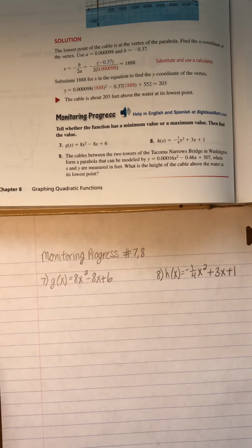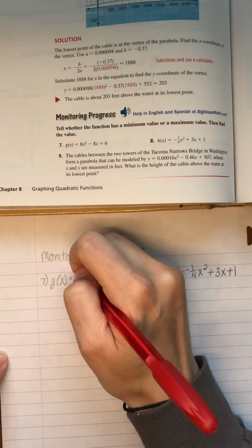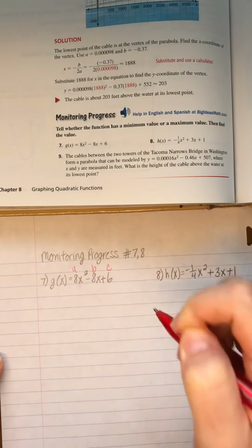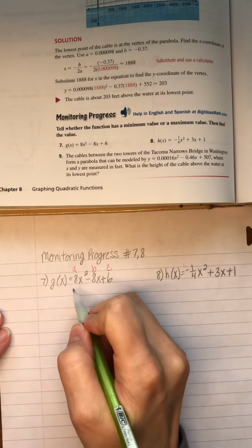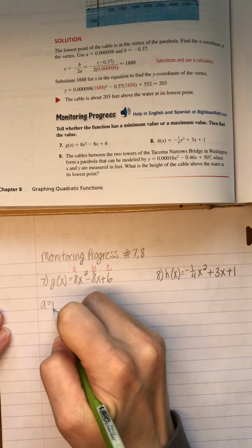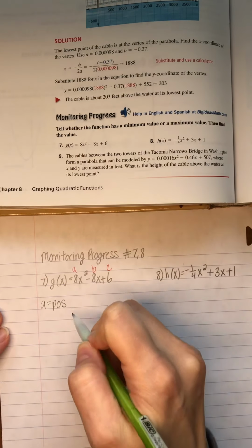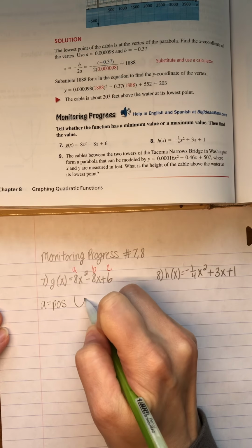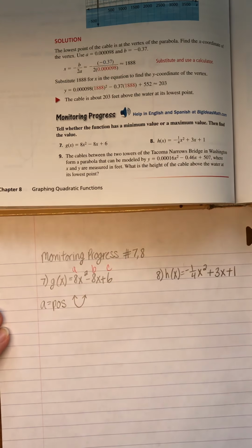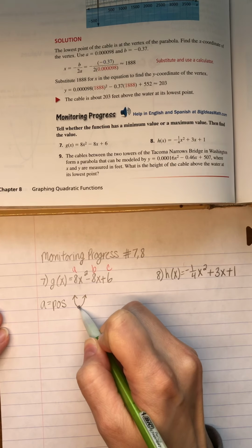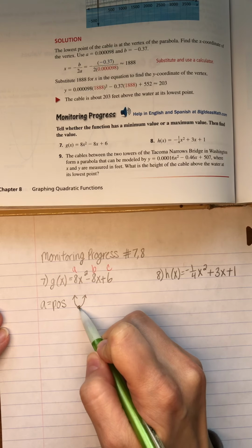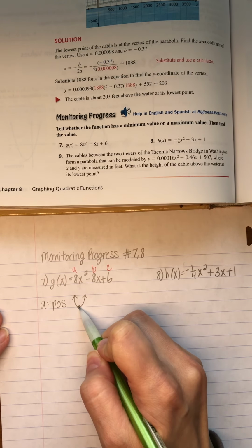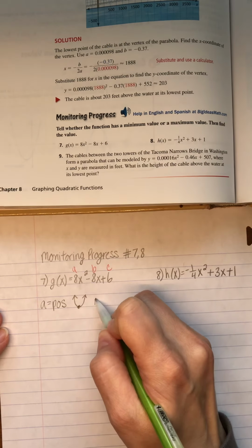So the first thing I'm going to do in number 7 is identify the A, B, and C in the equation. First, I want to say if it has a minimum or a maximum value. Since I noticed that my A is positive, when my A is positive, that means that my parabola is going to point up, something like this. Look at where the vertex is on this parabola. The vertex is at the very bottom of this graph. Since it's at the bottom, that means that this graph is going to have a minimum value.